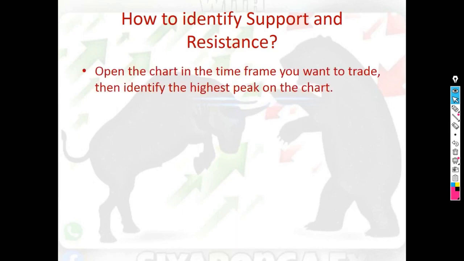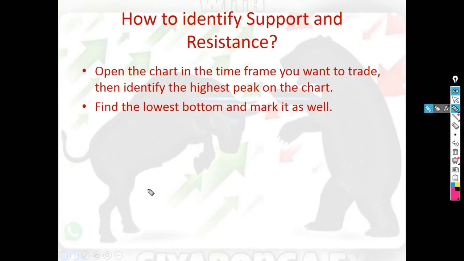How to identify support and resistance. Open the chart in the time frame you want to trade, then identify the highest peak on the chart, find the lowest bottom and mark it as well. What I mean by the highest peak is that when the market is in an uptrend, making higher highs and higher lows, then the market reverses, then this is our highest peak, this one. So that is where we can draw our resistance.